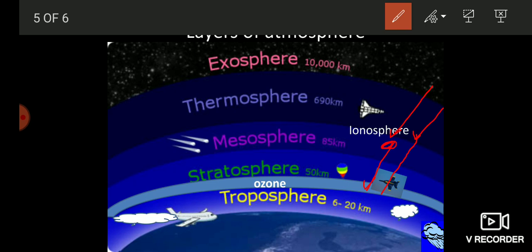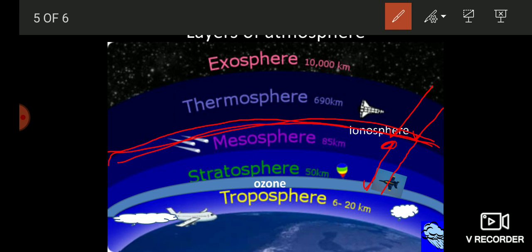Between the mesosphere and thermosphere, there is a layer known as ionosphere. In this layer, we can see the aurora borealis, which can be seen in the polar region sky during the night time. It is a beautiful spectrum that we can see on the sky in the polar region. That is for the presence of the ionosphere.